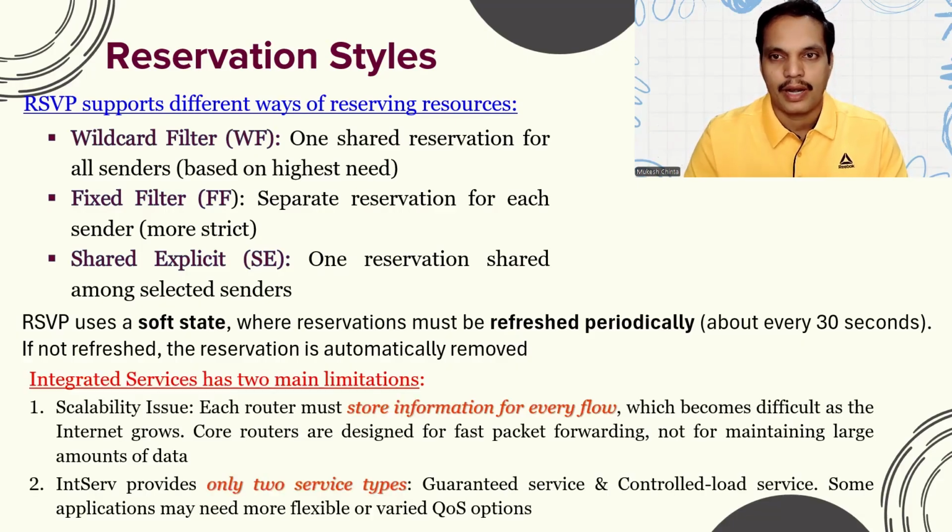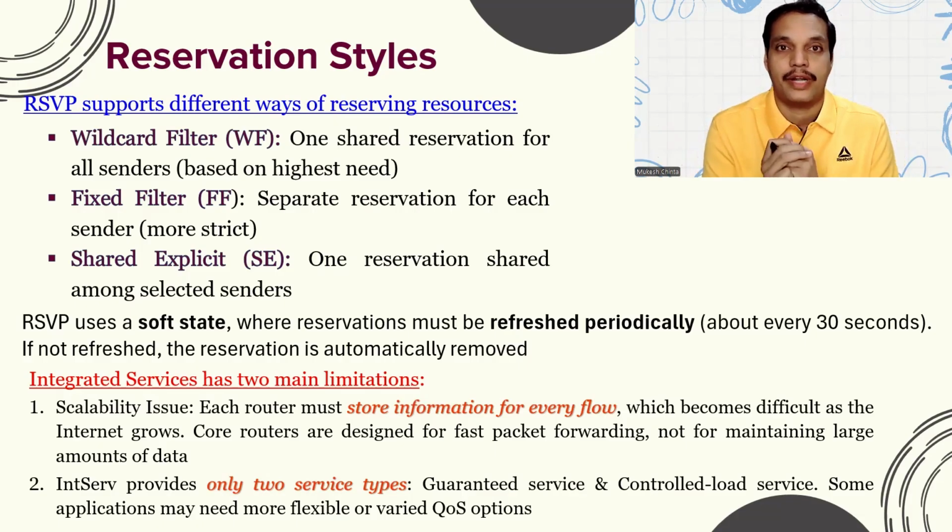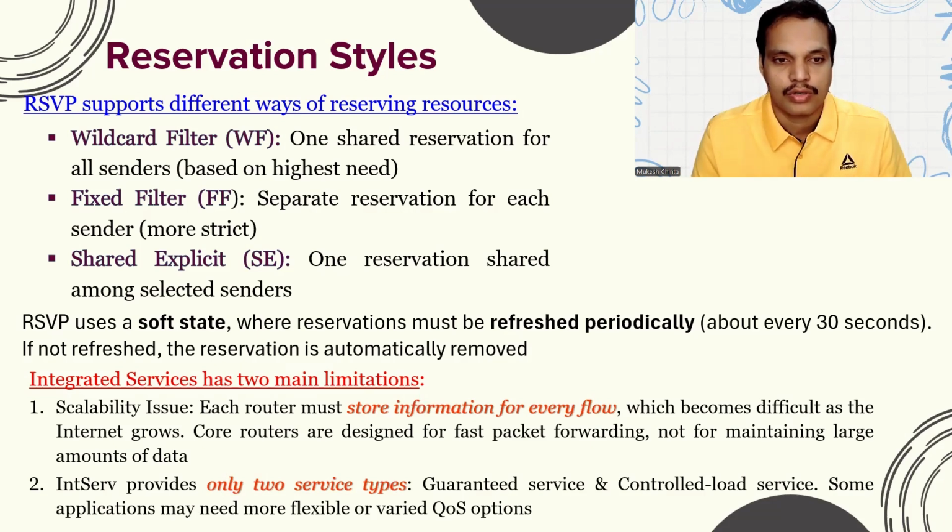So it is pretty simple and basic, but it has two major limitations. What are the two limitations? The first one being scalability issue. Each router must store information for every flow, which becomes very difficult as the internet grows.